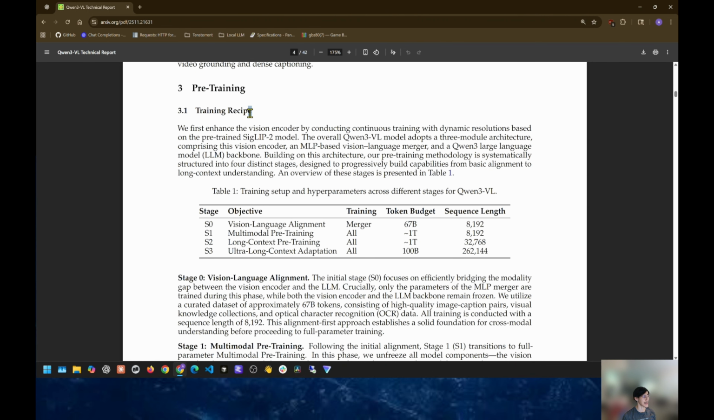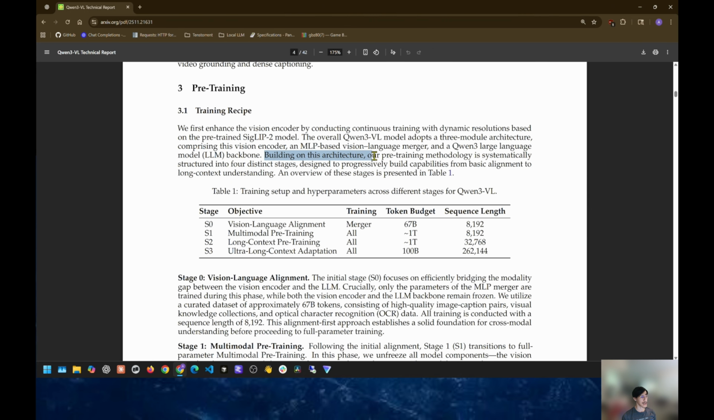Pre-training. Training recipe. We first enhance the vision encoder by conducting continuous training with dynamic resolutions based on the pre-trained SigLIP2 model. Okay, so training with images with dynamic resolutions. The overall Qwen3-VL model adopts a 3-module architecture comprising this vision encoder, an MLP-based vision language merger, and a Qwen3 large language model backbone.